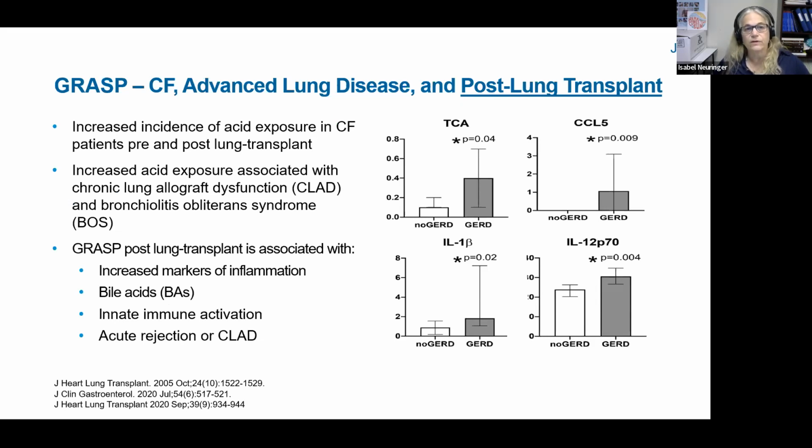After lung transplant, increased acid exposure has also been found to be associated with chronic lung allograft dysfunction, also known as CLAD, an overarching, all-encompassing diagnosis of lung dysfunction, of which bronchiolitis obliterans syndrome, BOS, is one form. GRASP post-lung transplant is associated with increased markers of inflammation, as we can see on the right, and there are many markers of inflammation that are followed after transplant. Increased bile acids, with taurocholic acid here, result in activating the immune system as well as many other arms of the immune system to result in acute rejection or chronic lung allograft dysfunction.